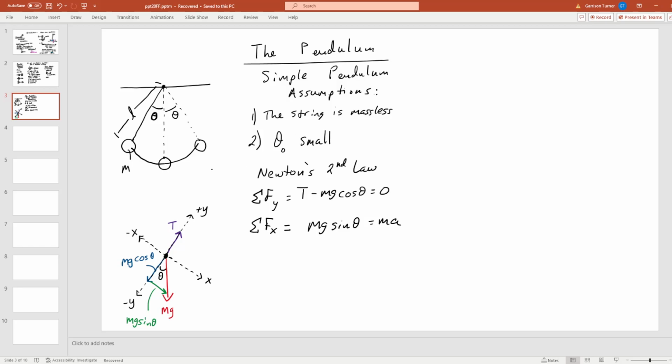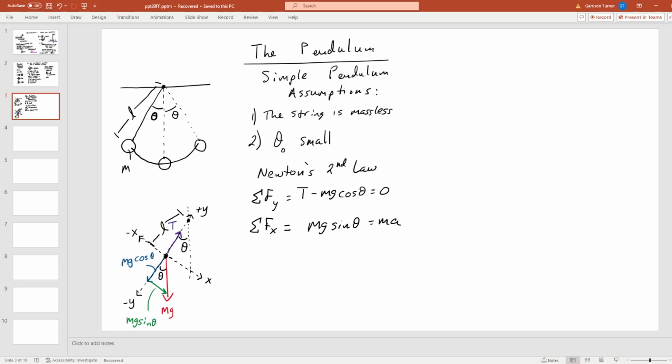So let's suppose this support is right here. Okay, so then this would be L right here. Then my vertical would be right here. And this would be theta, right?